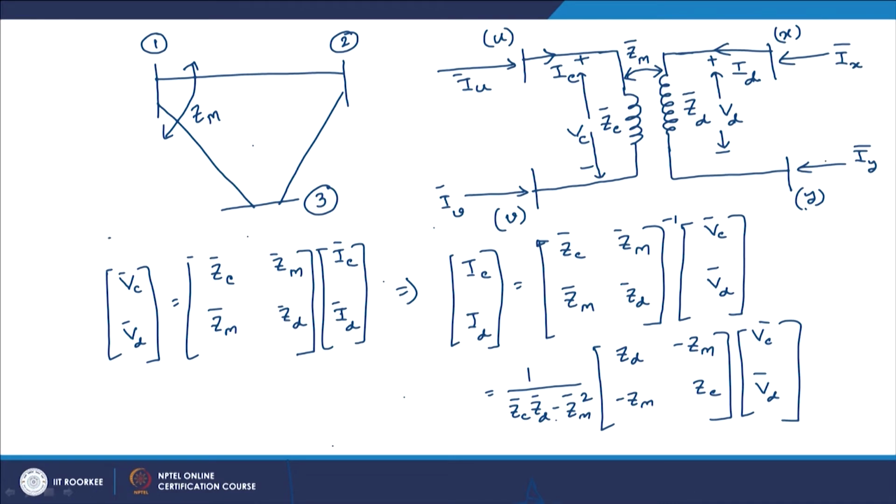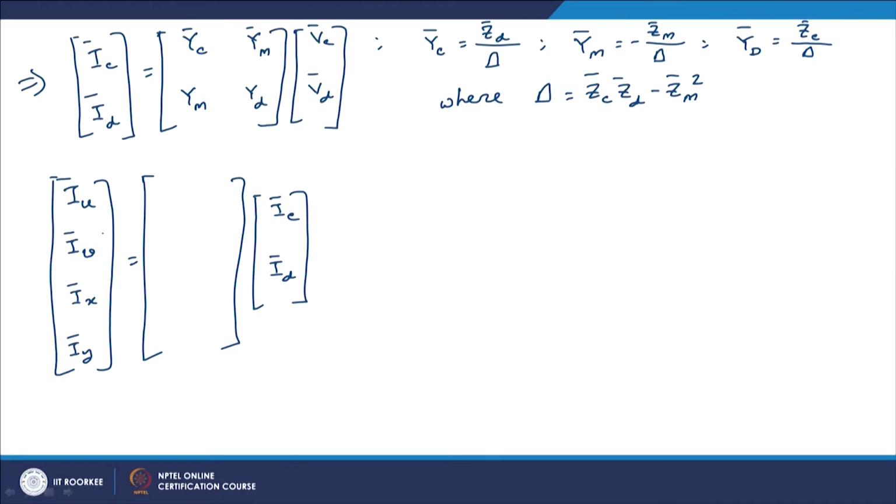So, I U is equal to I C, so it is 1 0. I V is minus I C, so it is minus 1 0. I X is equal to I D, so it is 0 1, and I Y is equal to minus I D, so it is 0 minus 1. So, let us say this is some matrix C into I C, I D.